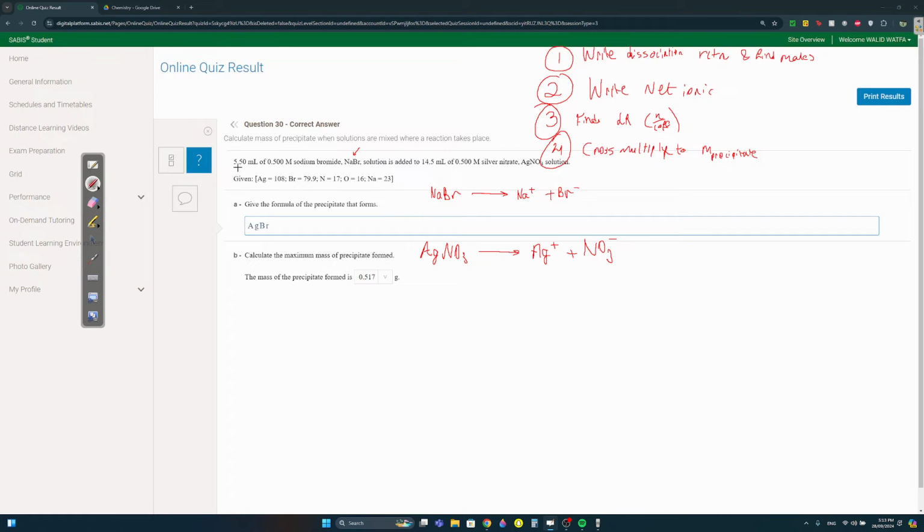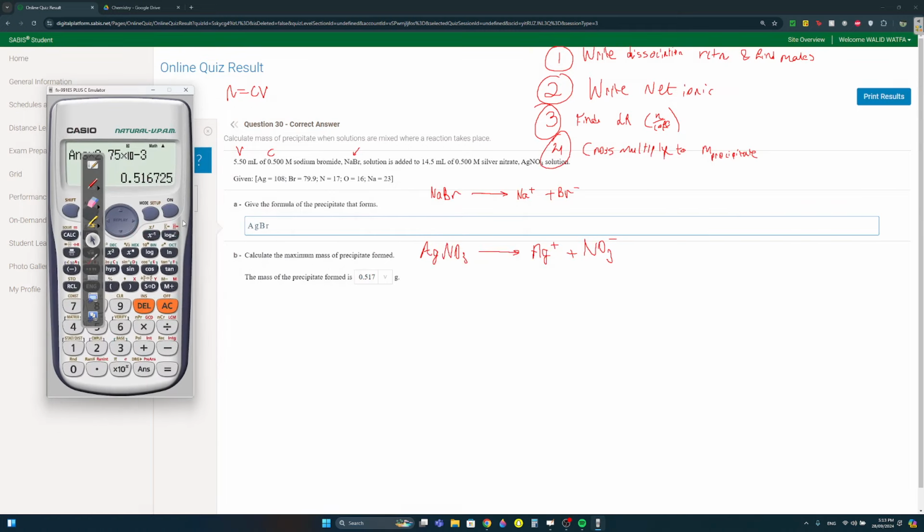To find moles, you have volume and you have concentration. How do you find the moles? n equals C times V, right? So let's see. Here, for the first one, the concentration is 0.5.